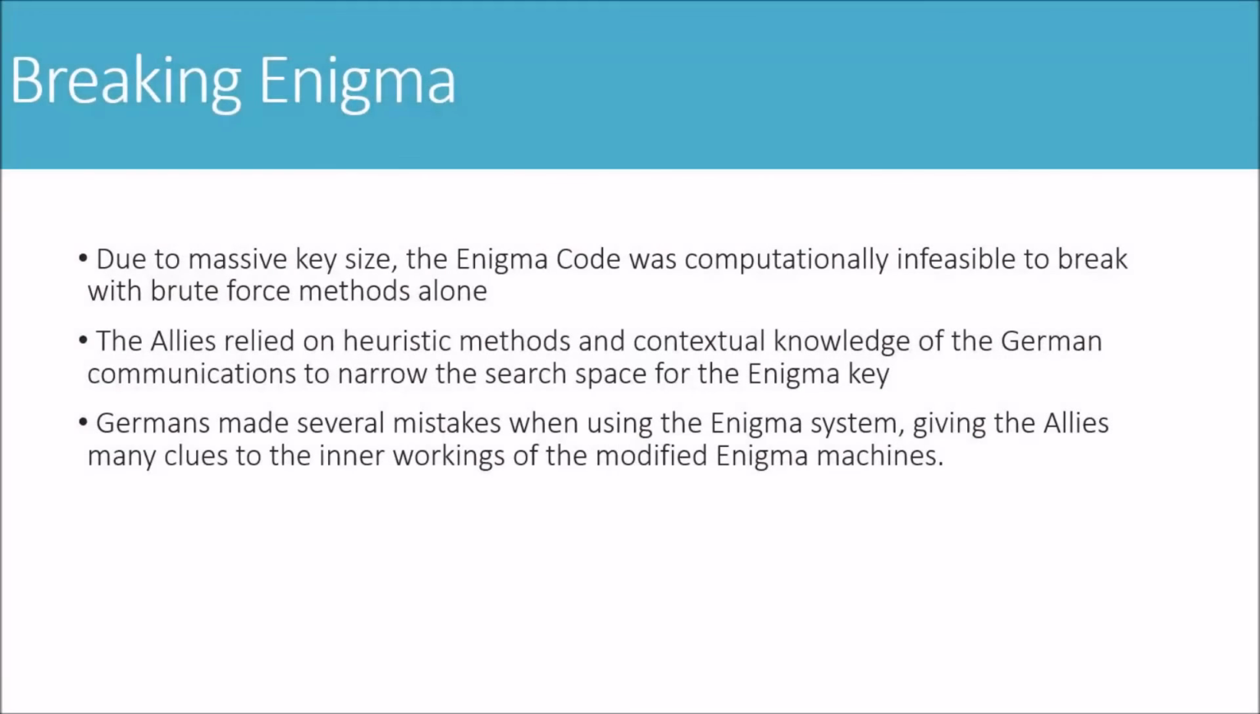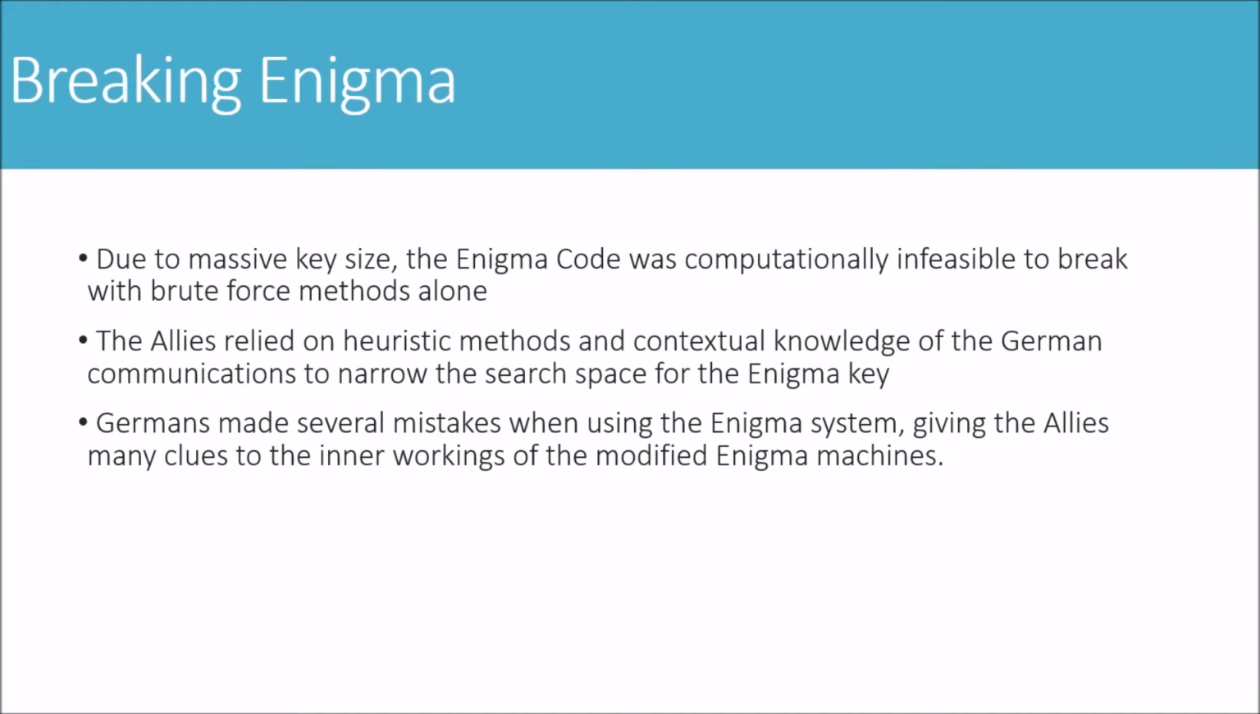So now that we know a little bit more about how the Enigma machine actually worked and what its internals were, how did the Allies break it in the war? Well, of course, due to that 84-bit key that we're dealing with, and with no computers being available, the Enigma code was essentially computationally infeasible to break with just brute force methods alone. Because of this, the Allies had to rely on certain heuristics from number theory, as well as a solid contextual knowledge of what the German communications looked like.